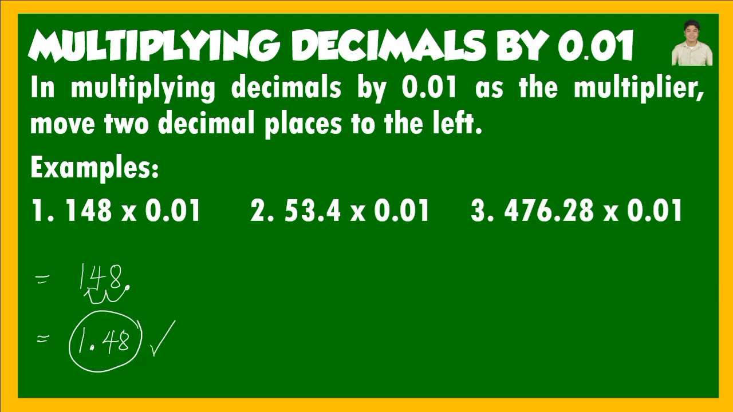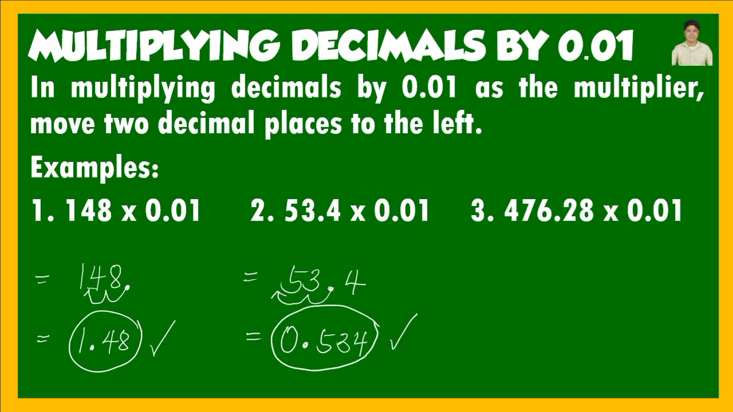Next, 53.4 times 0.01 or 1/100ths. So, 53 and 4/10 times 1/100. So, we write 53.4. And then, we move 2 decimal places to the left. So, 1, 2. So, our final answer is 0.534, or read as 534 thousandths.